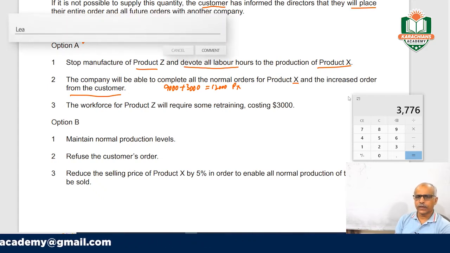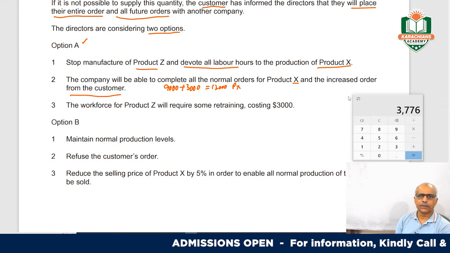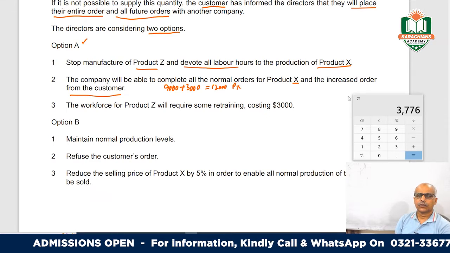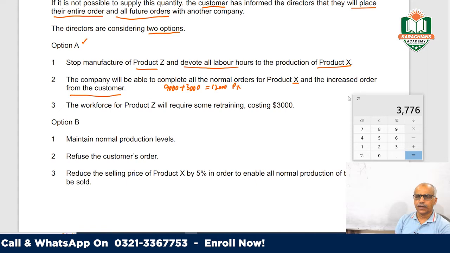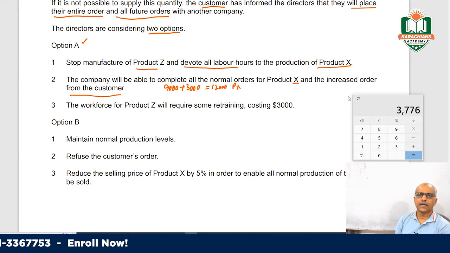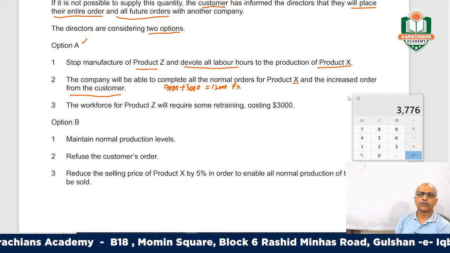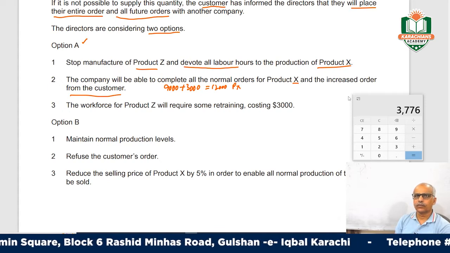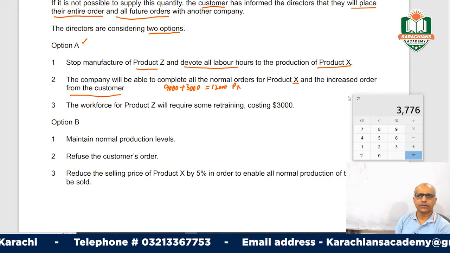The workforce, this is very much fine, but actually product X and product Y are separate machines and separate products. So the labor is specialized on a certain machine. The labor which produces Z has skills to operate the machines of product Z. If we divert these resources to product X, they will not be able to run machine X skillfully. So the company has to give them training.